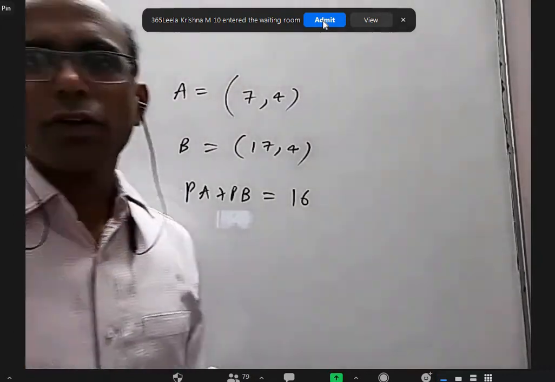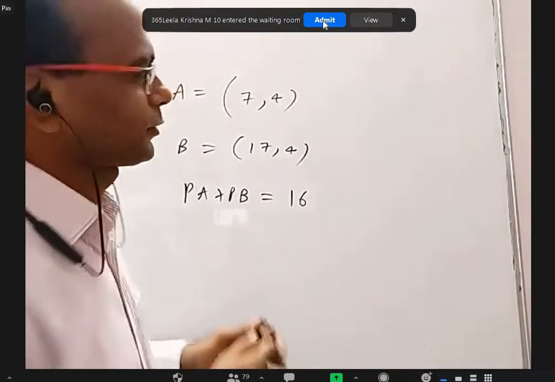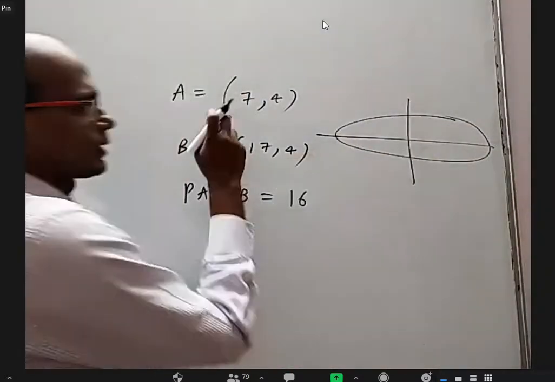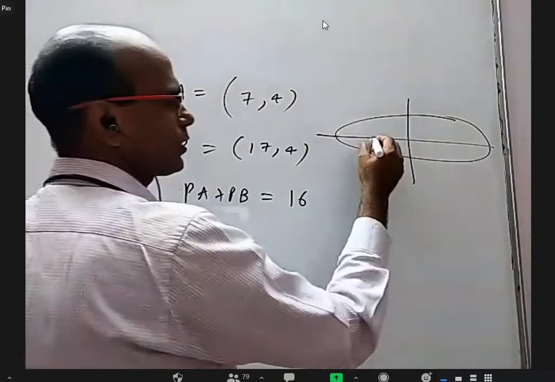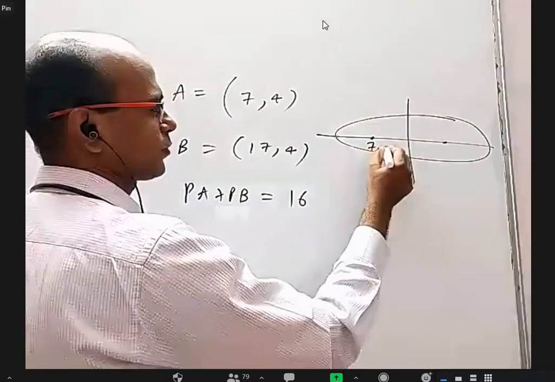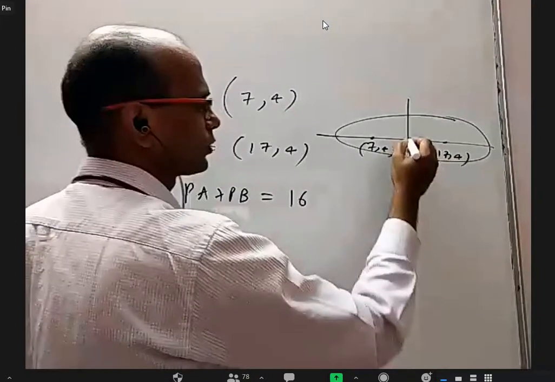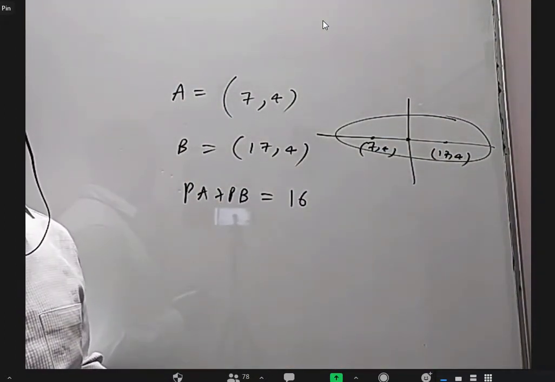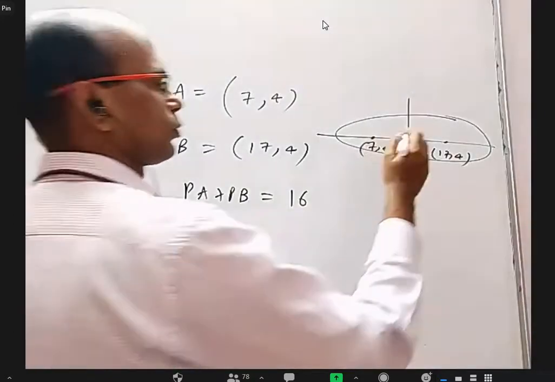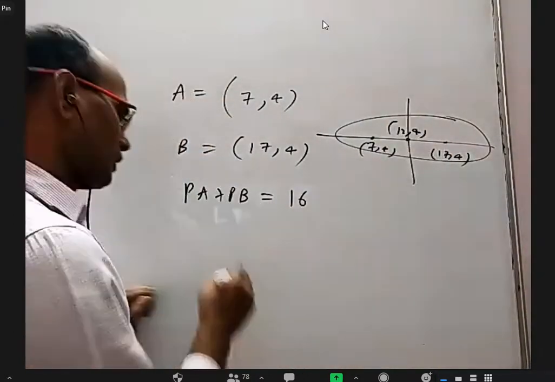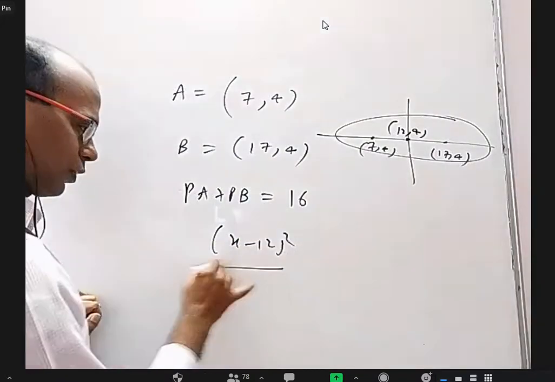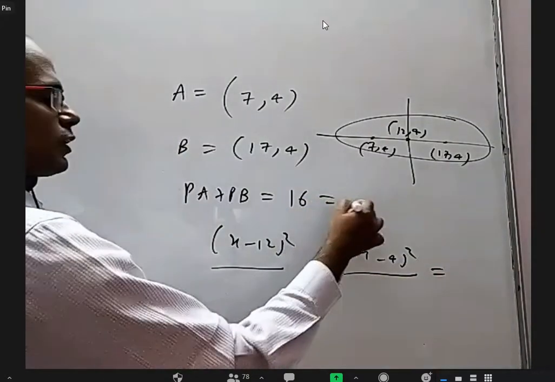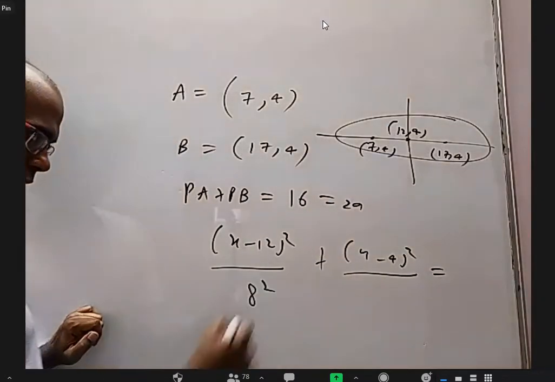Yeah, here the center is not the origin. It's important to notice that. It's not that this is AE or this is minus AE. It's a translated one, but no doubt these are the foci, 7, 4 and 17, 4. So what will the center of the ellipse be? 12, 4. So we should not forget that. So we should write x minus 12 whole square, y minus 4 whole square. And this is 2a. 2a is 16 means a is 8, so I'll get 8 square.